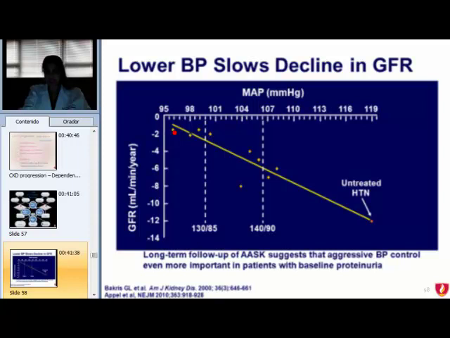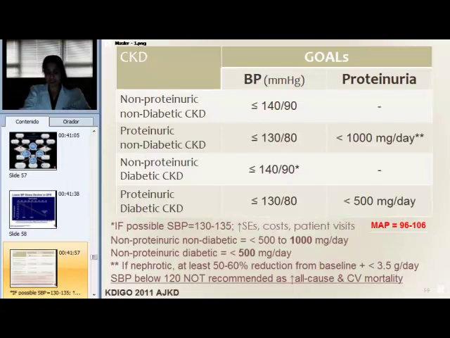This is a study of the African American Study of Kidney Disease, and I wanted to show you, again done in the non-pregnant state, this is mean arterial pressure. So the lower the mean arterial pressure, the slower is the progression of renal disease. So blood pressure control is very important whether you're pregnant or you're non-pregnant.